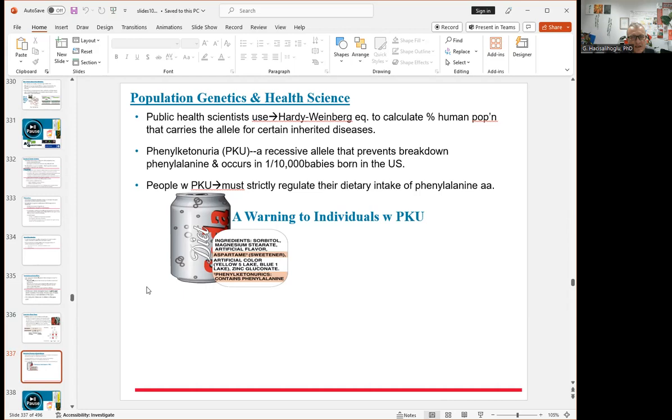Population genetics and health science. We see this in food items, like in this picture. Public health scientists use Hardy-Weinberg to calculate the percentage of human populations that carry an allele for certain inherited diseases, like in this case phenylketonuria, PKU, a recessive allele that prevents breakdown of phenylalanine and occurs in 1 out of 10,000 babies born in the US. So people with PKU must strictly regulate their dietary intake of phenylalanine, and you can see a warning on this Coke, diet soda.